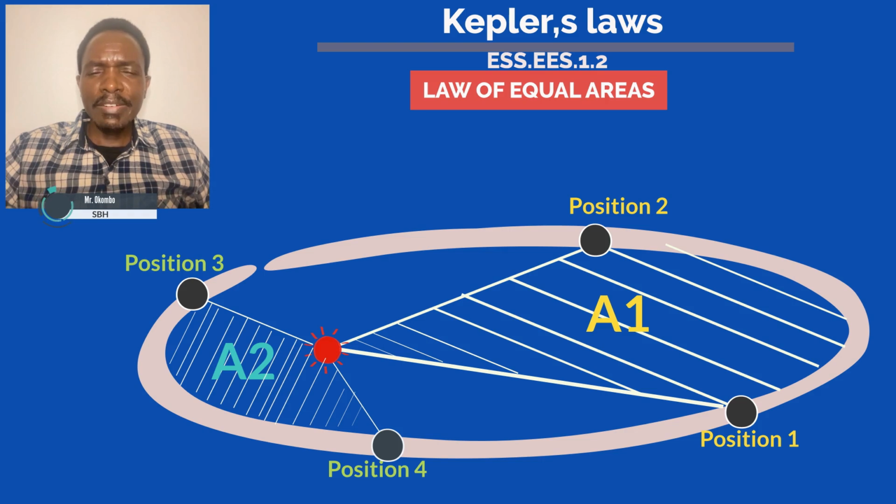This law also describes how the speed of the planet keeps on changing at different positions along the orbit. You will realize that the planet is fastest when it is closest to the Sun at the perigee, and it is slowest when it is farthest from the Sun at the apogee.